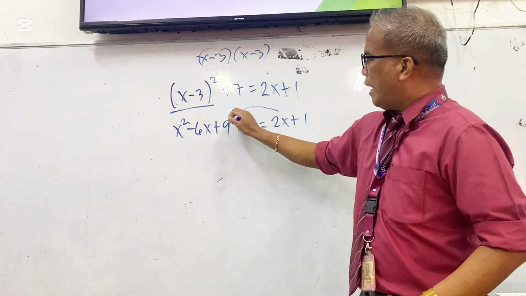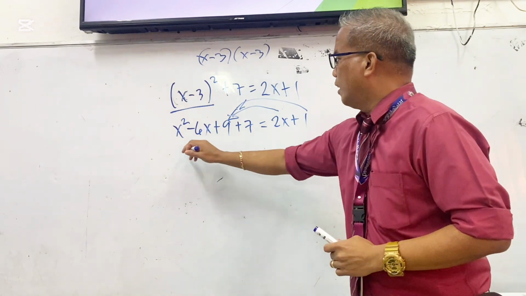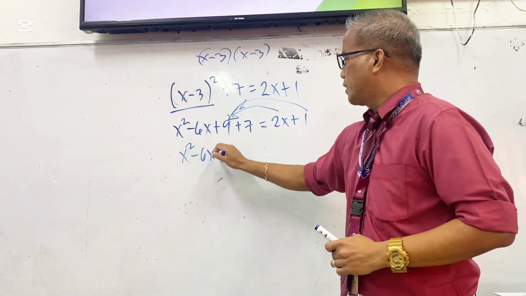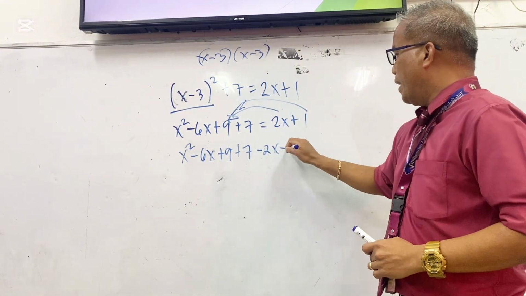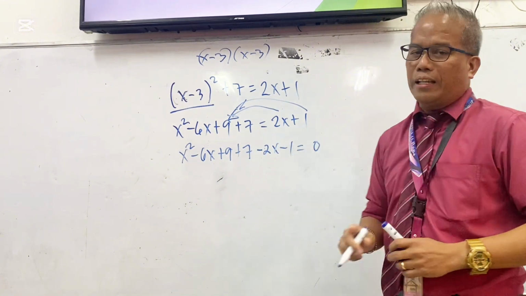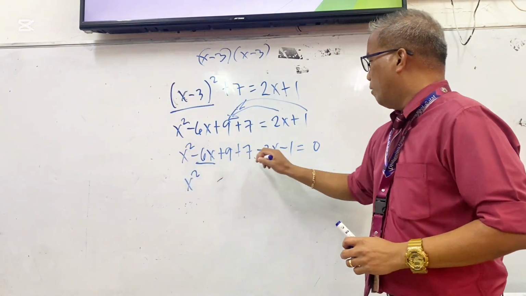Then after that, transpose, then equate to 0. So the result now will be x squared minus 6x plus 9 plus 7 minus 2x minus 1 is equal to 0. Then combine like terms. So we have now x squared. So we can combine this.